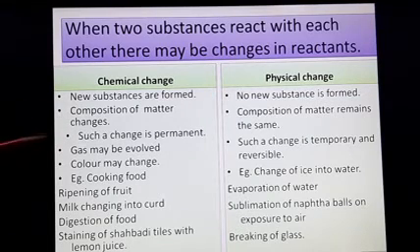And when such changes take place, generally sometimes a gas may be evolved, the color may change, and so on. So we've got various examples here: ripening of fruit, milk changing into curd, digestion of our food in our stomach, and staining of the Shahabad tiles with lemon juice. We'll be discussing some of these later.